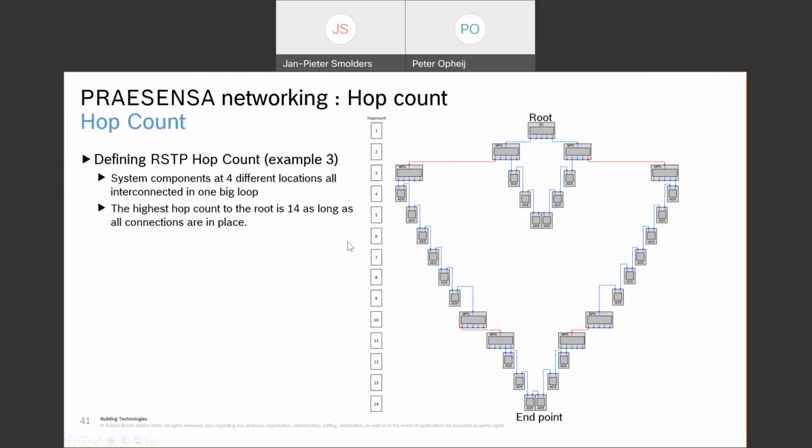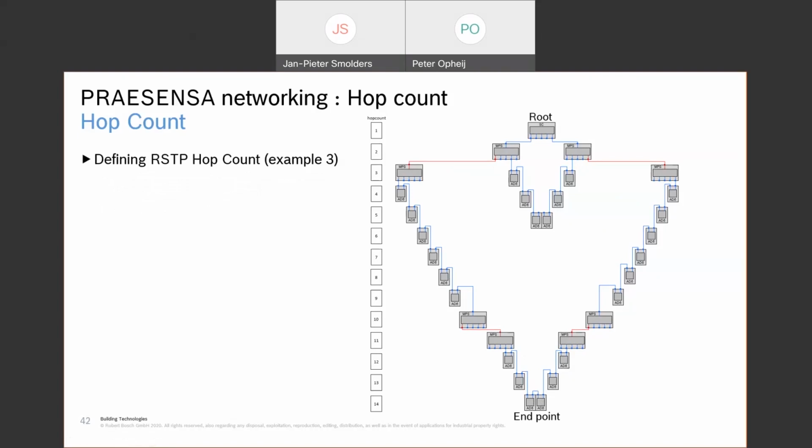At this moment we have a hop count of 14. You see the different levels here, and in the end we have 14. And most likely the RSTP will disconnect the connection far away from the root, and that is this connection over there. So that is the redundant connection that is blocked for data. What will happen if we now disconnect that cable?